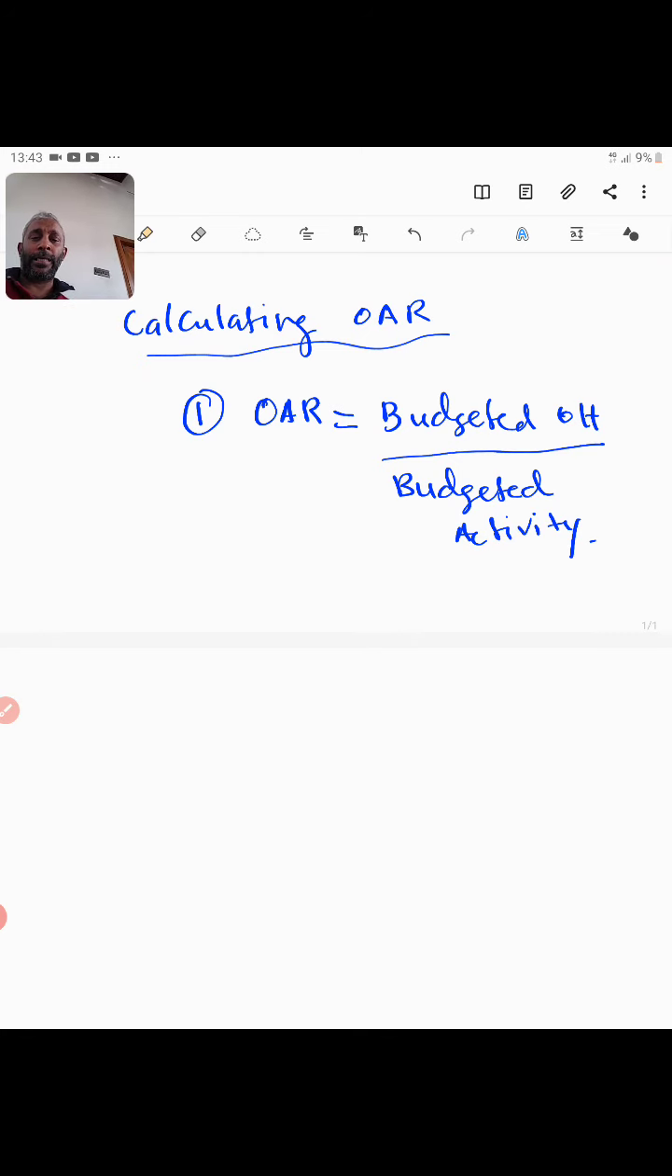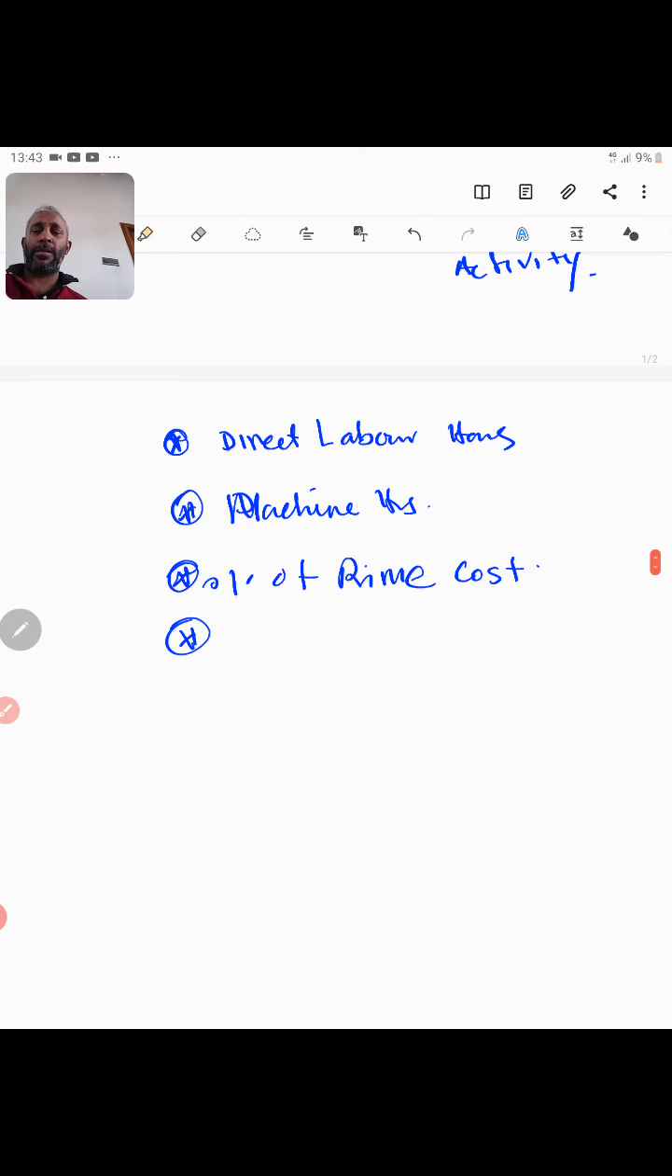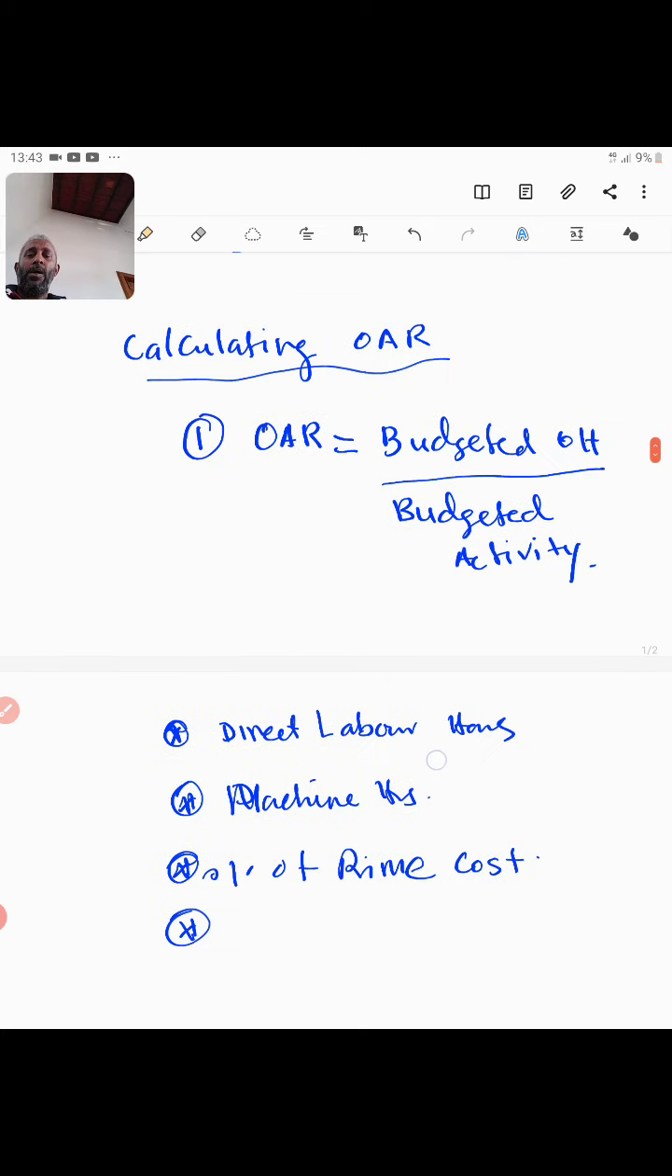Now this overhead absorption rate is equal to the budgeted overhead, which we have calculated, divided by the budgeted activity. Generally, the budgeted activities are mostly direct labor hours or machine hours, percentage of prime cost, and many others. There are like 7-8 different bases available. Using that, we have to calculate. So first we calculate the overhead absorption rate.